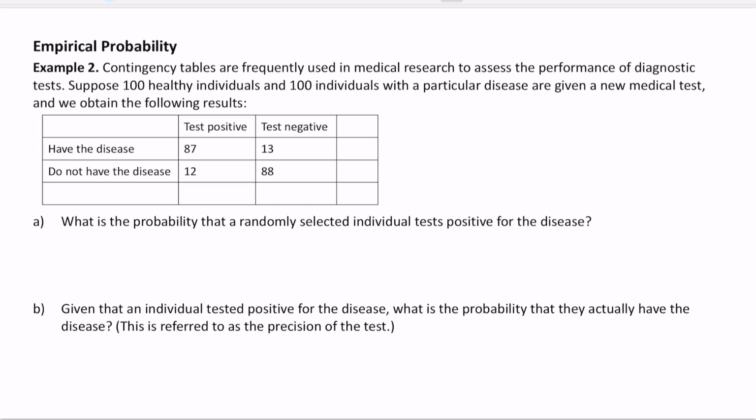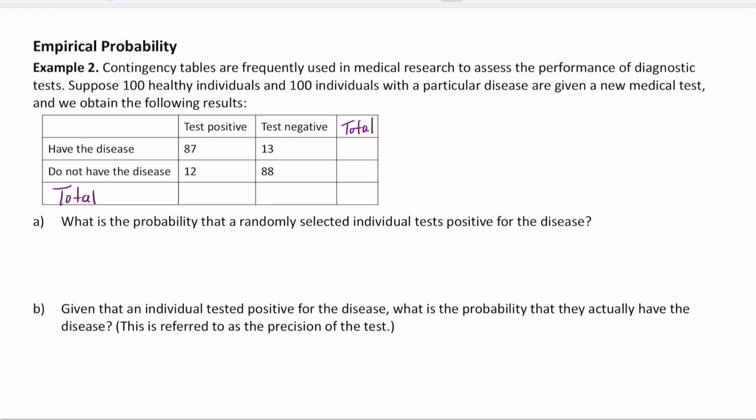Example 2 says, contingency tables are frequently used in medical research to assess the performance of diagnostic tests. Suppose 100 healthy individuals and 100 individuals with a particular disease are given a new medical test, and we obtain the following results. You'll notice that this contingency table is not quite finished because we're missing the totals. So we'll start by filling that out.